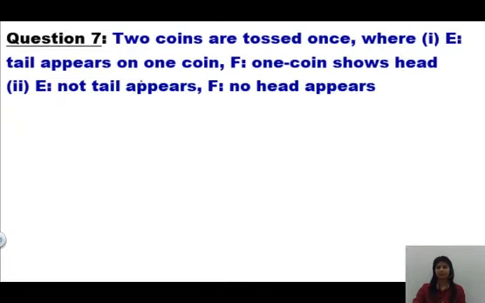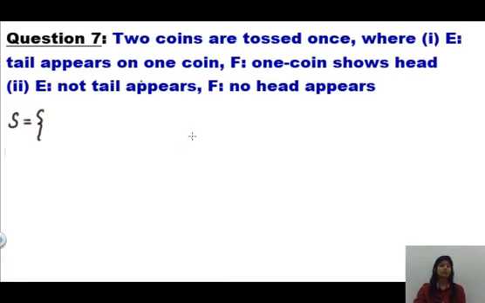Okay, let us now move to question number 7. Here is question number 7. Okay, very easy question. Let us just see what it is saying. First of all, we form the sample space. I'm reading the question out for you. It says two coins are tossed once.